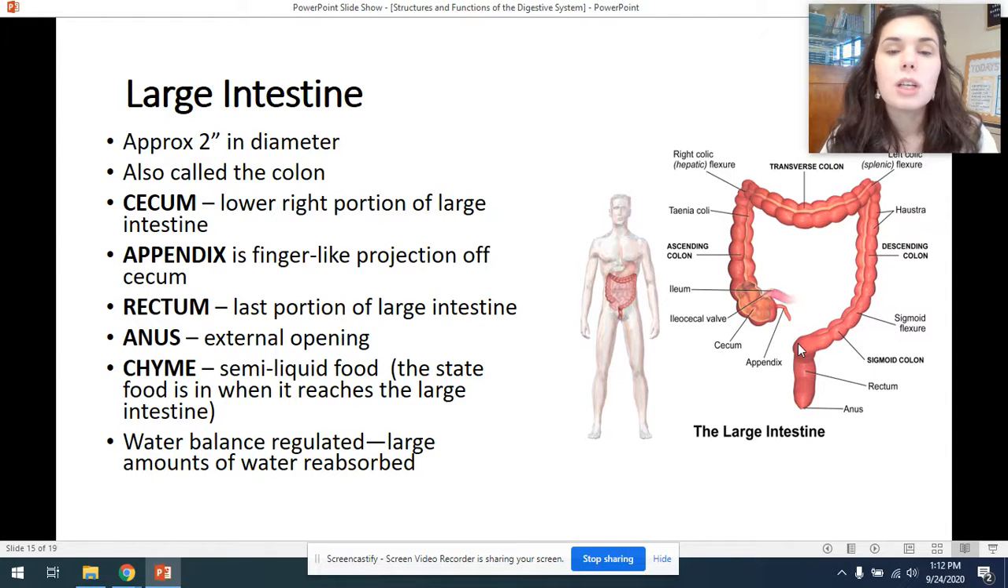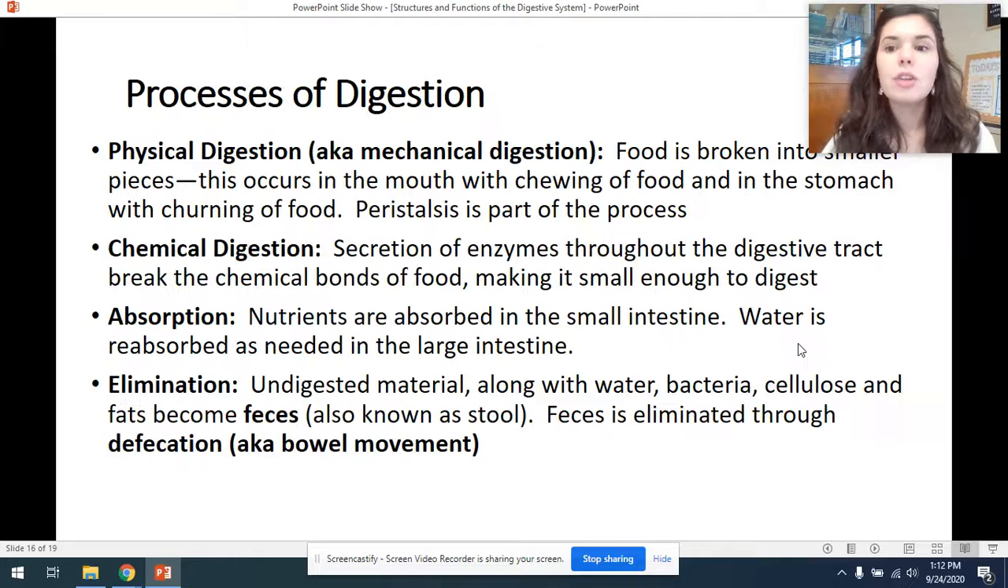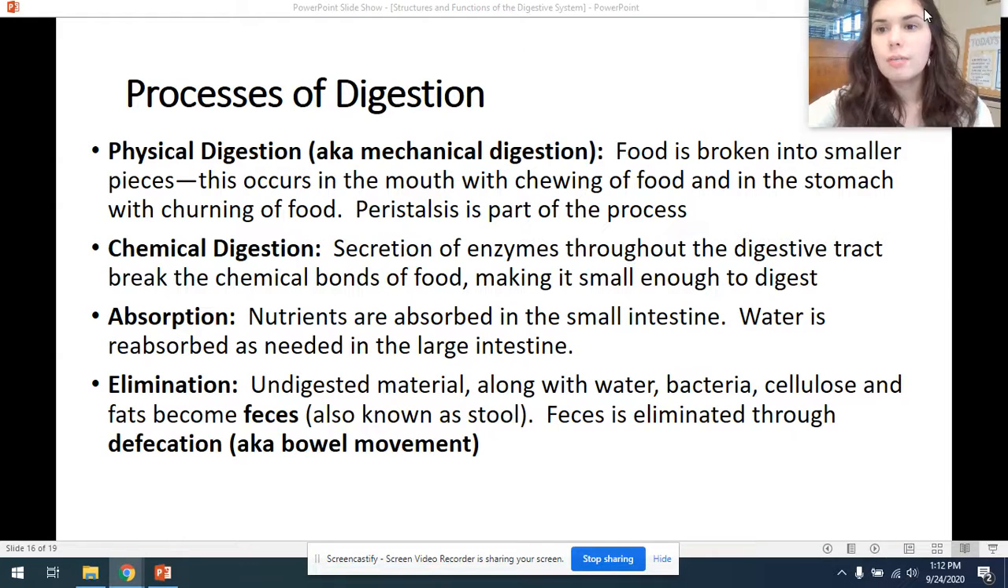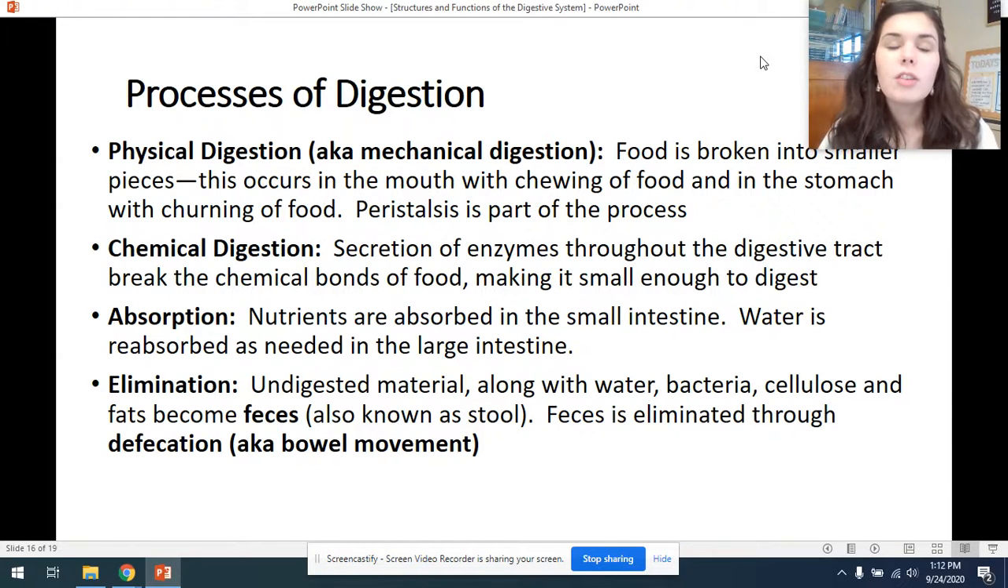The large intestine is really helpful in removing excessive amounts of water. So it reabsorbs excess water back into our system and helps create the final waste product of poop to be excreted from the body. So again, if you're looking at the process of digestion, the process includes your physical or mechanical digestion, which is when food is broken down into smaller pieces, and this happens in the mouth with the process of chewing, and then peristalsis helps to move that food down our system.